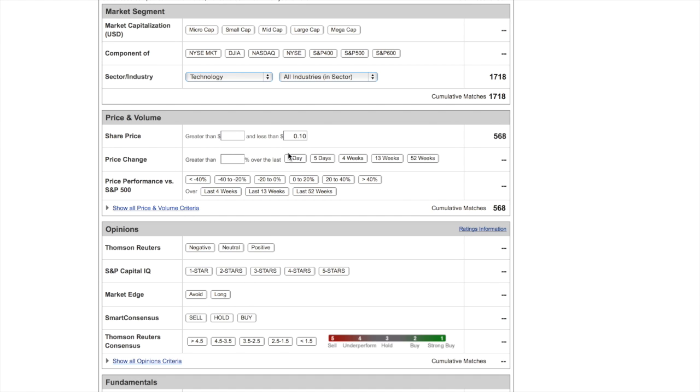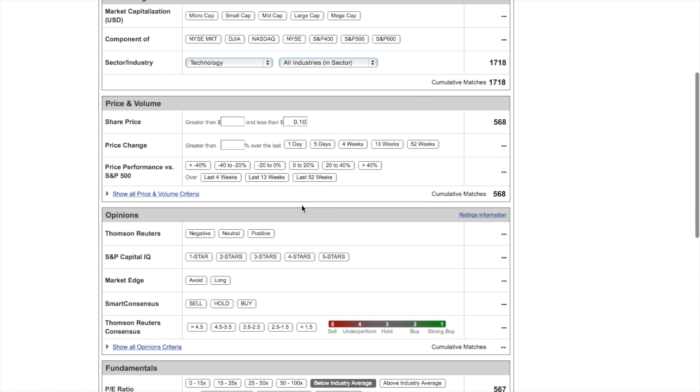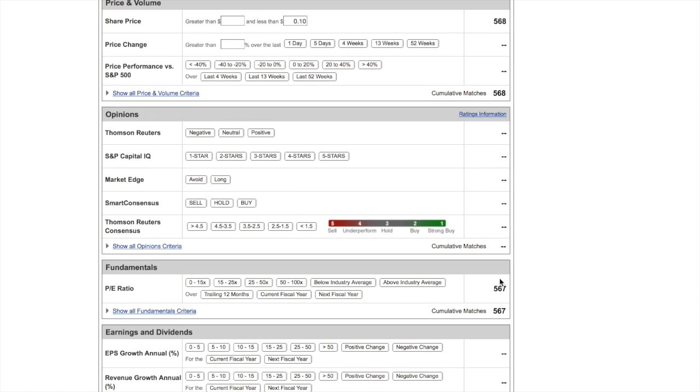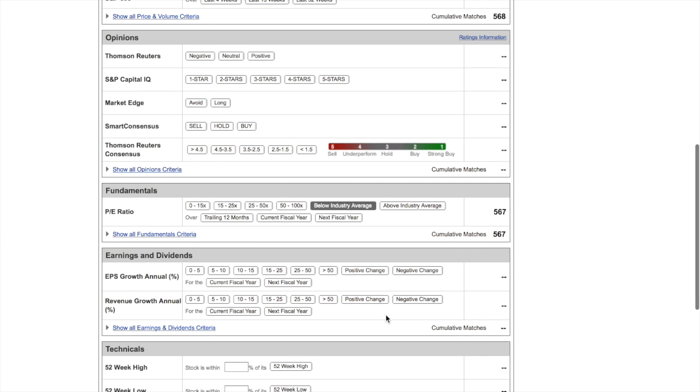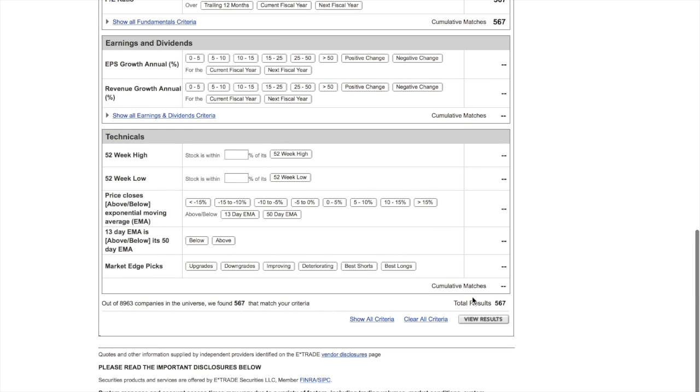There are also price changes. But just for example, we want to look for a stock in the technology industry, less than 10 cents. Let's say the PE ratio is the price earnings ratio, and it's usually used to see how well a stock is priced. The way you can use this is to look at other stocks within the industry and find out if your stock is a good price. So we're going to say below industry average, in the technology industry, less than 10 cents. It says you have 567 matches. If you want to see those matches, you go down here and hit the button, view results.